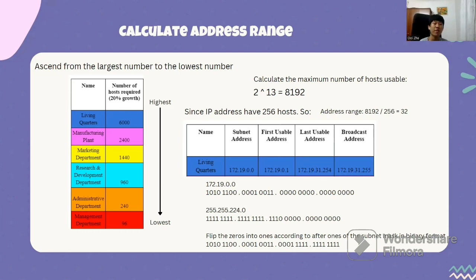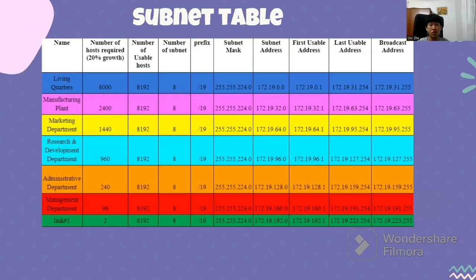We are using FLSM, so the maximum host required is 8192 for every department. So this is the subnet table after we calculate and list it down in table format.